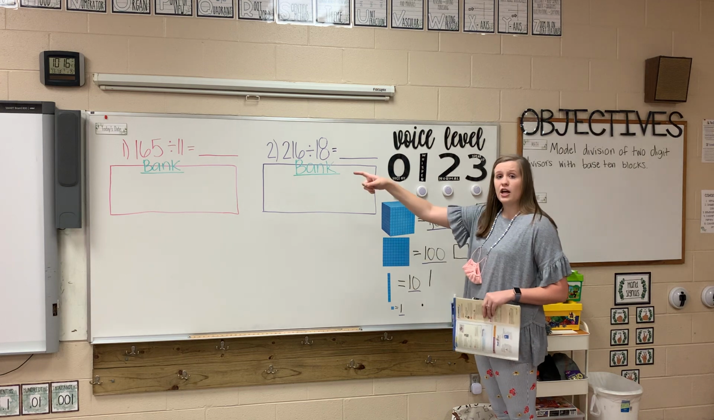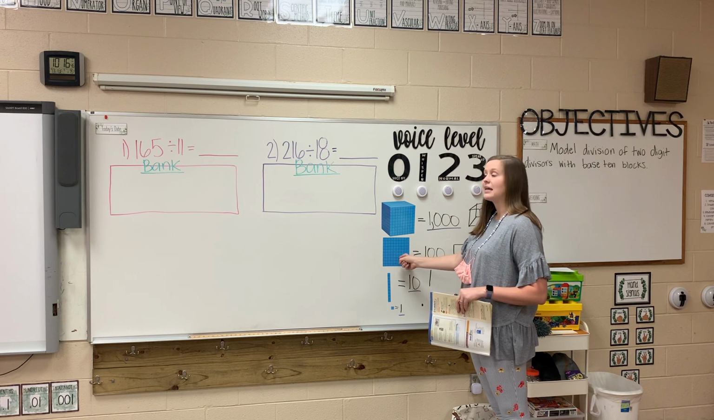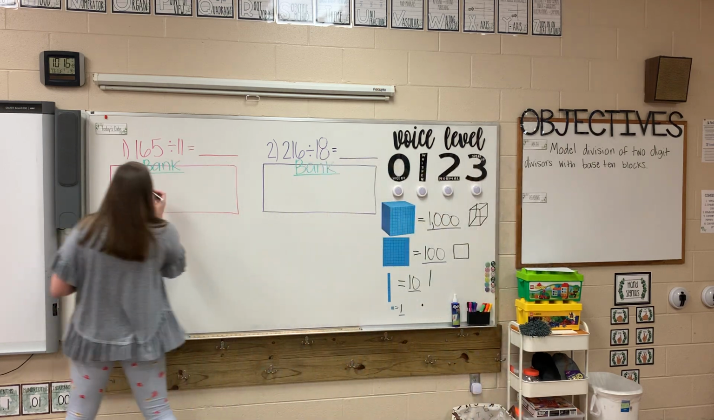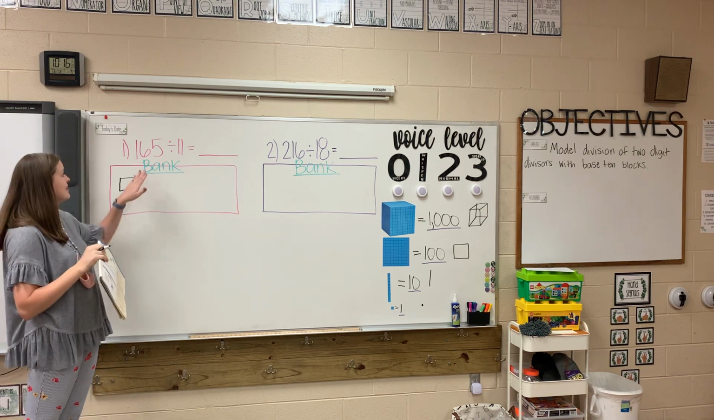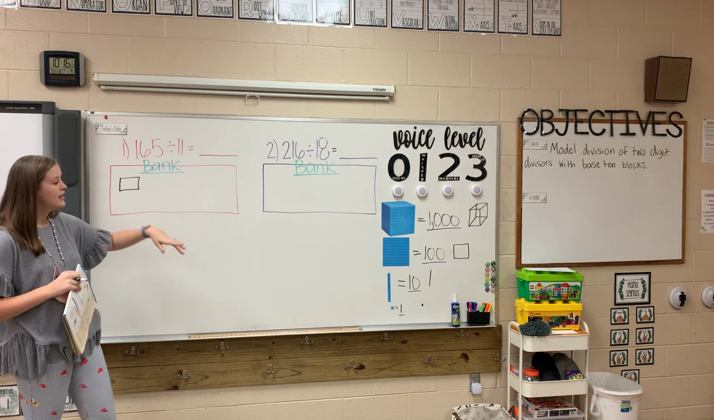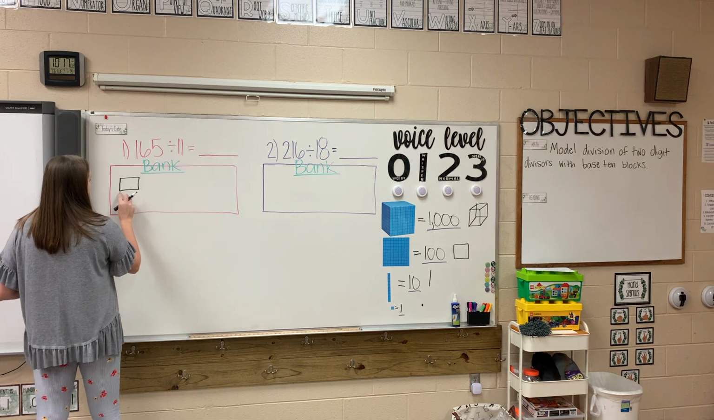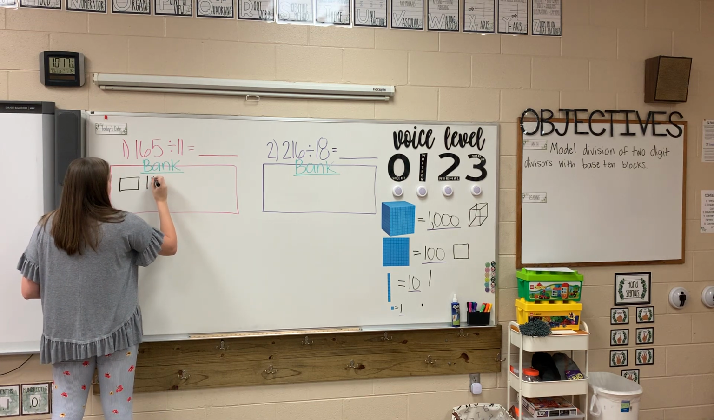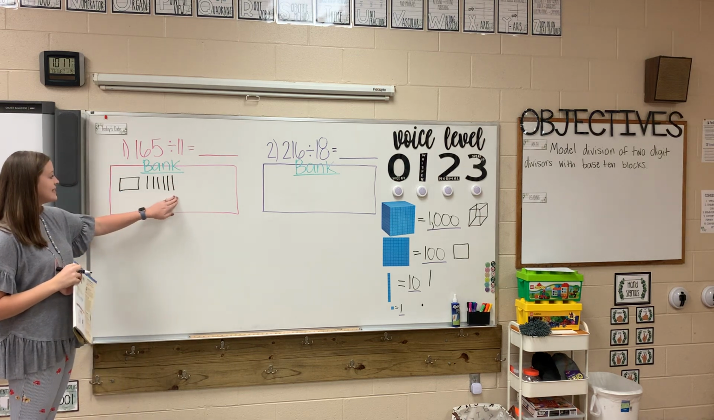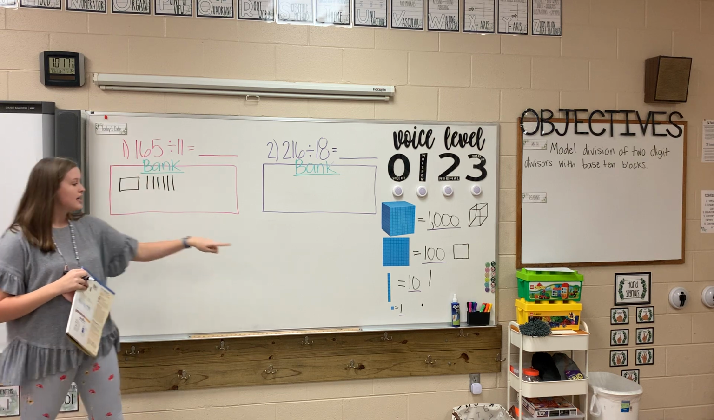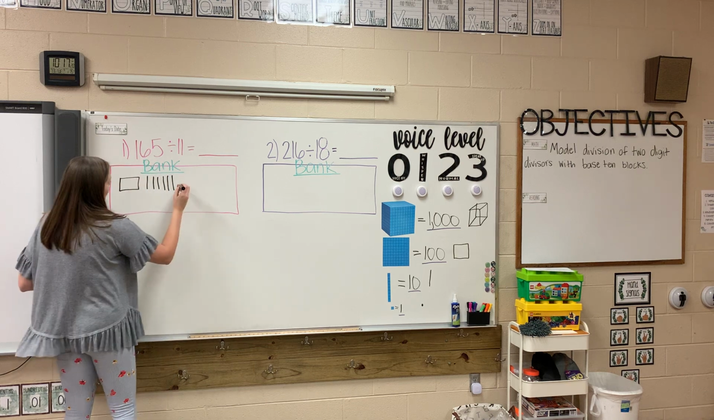Well, let's see. Let's start in the hundreds place. I have 100. How many of my flats am I going to need? 1, because I'm representing 100. So I'm going to draw my flat in here. Okay, then I have 6 tens, or 60. So I'm going to look at my longs, and I'm going to draw 6 lines because I need 60. So I have 100, 1, 2, 3, 4, 5, 6. So now I have 160, and then I have 5 ones. So how many small cubes am I going to need to draw? 5, that's right.